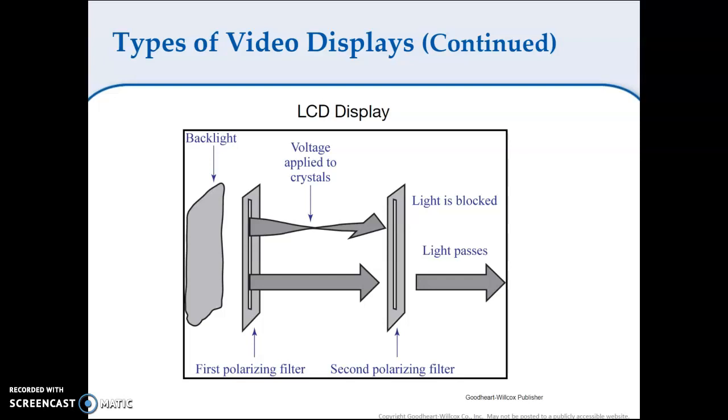This is how it works. The backlight is there on the far left, then you have the voltage applied to the crystals to project the colors that are going to be shown on the screen. Then the polarizing filter determines the light that is blocked and the light that is passed. The light that is passed obviously is what is displayed. The light that is blocked is not.